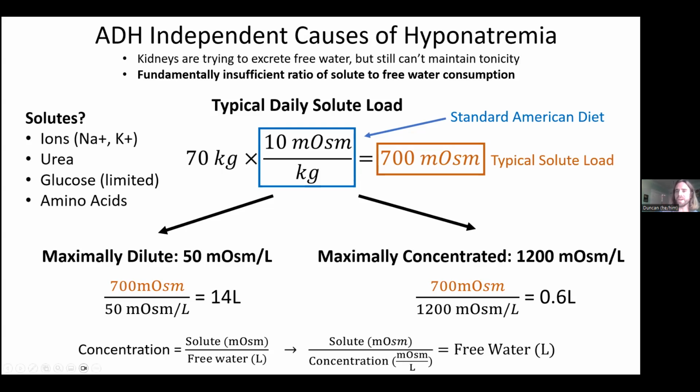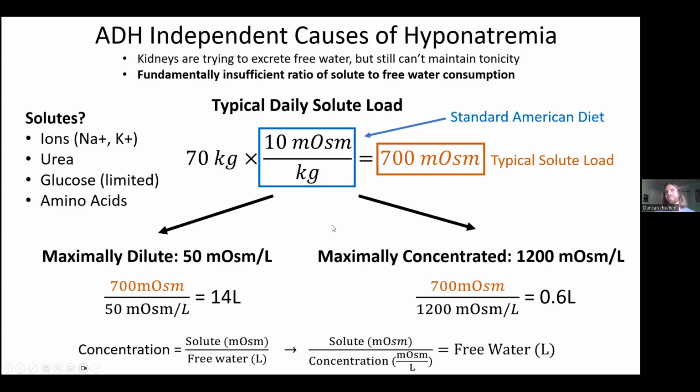Similarly, if you're on the other side and you have limited water intake and your urine is getting maximally concentrated, you will be able to handle about as little as 0.6 liters of free water and still maintain serum tonicity, because the kidneys are able to concentrate and dilute the urine appropriately to handle that.